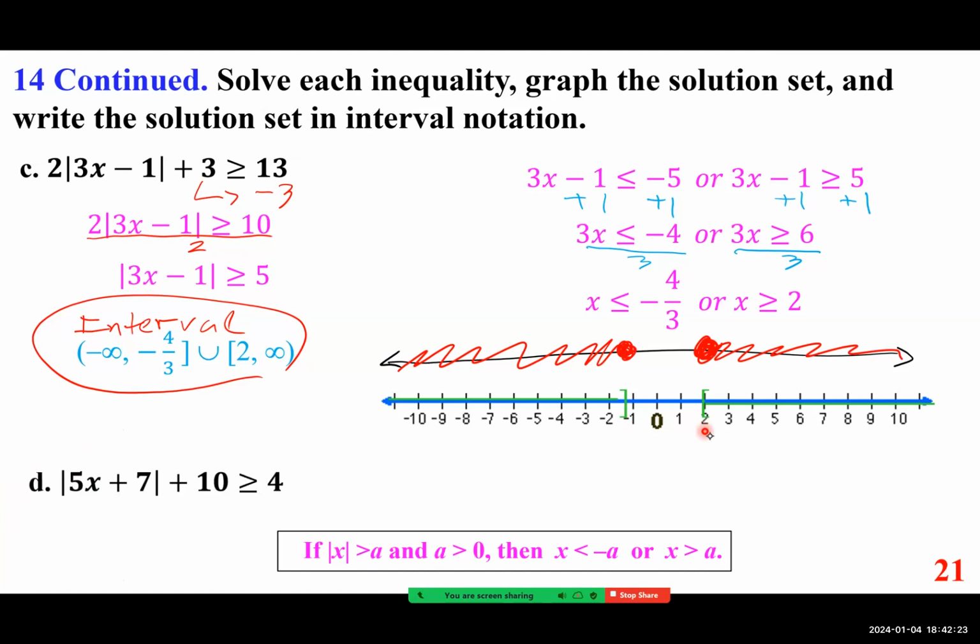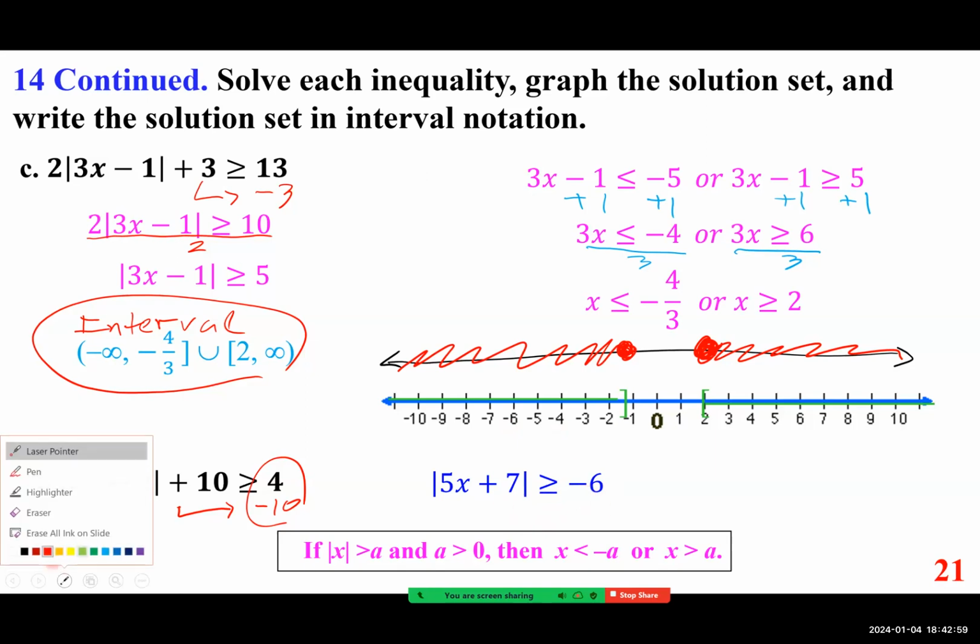All right, we are going to move the 10, and we get -6 on the right. Now, this is important to understand. When we have a negative number and this is larger than or equal to, think about this. It says an absolute value is larger than or equal to a negative number. It doesn't matter if it's -6 or -1 or -10,000. This is always a true statement.